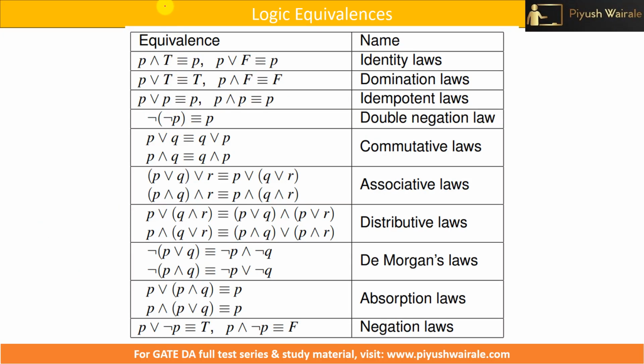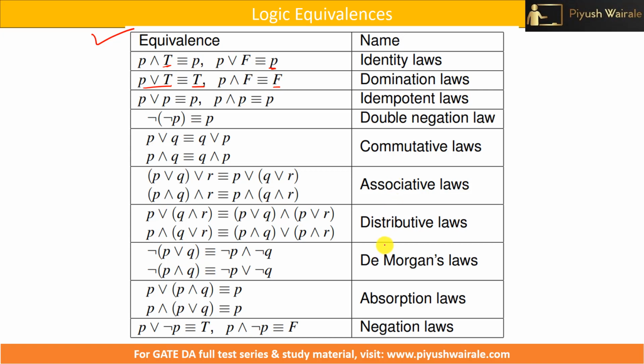So these are a few equivalence laws or rules in propositional logic. P and true is always equivalent to P. P or false is equal to P. P or true is equivalent to true. P and false is equivalent to false, right? It doesn't matter whether P is true or false, because with an AND operation, if any one of the cases is false, then it is equivalent to false only.